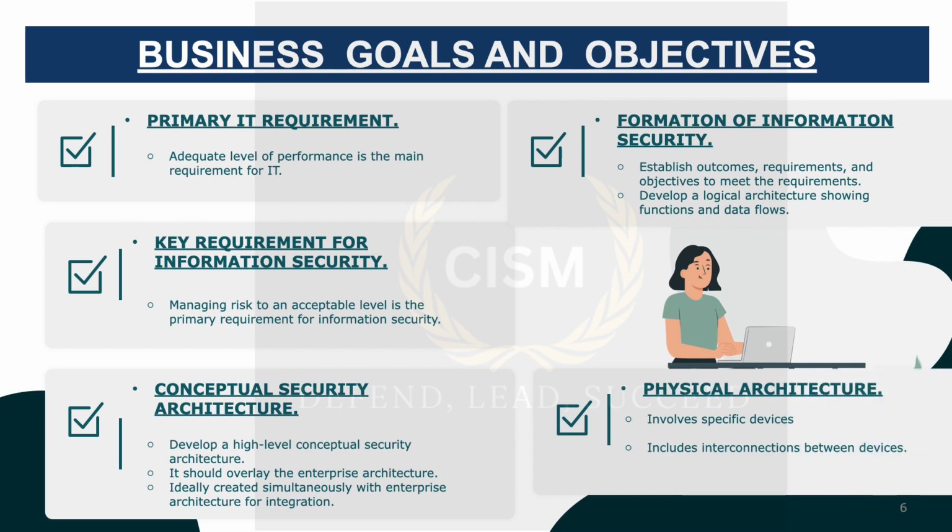And the next point states the physical architecture, which involves the specific devices and includes interconnection between the devices. As the name suggests, physical architecture encompasses the tangible components of an information system. For example, servers, databases, firewalls, switches, and routers, right? Friends, it delineates the interconnection between these devices, forming the infrastructure that supports the organization's IT environment.